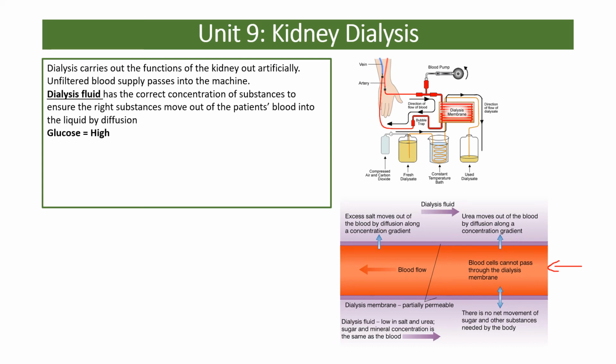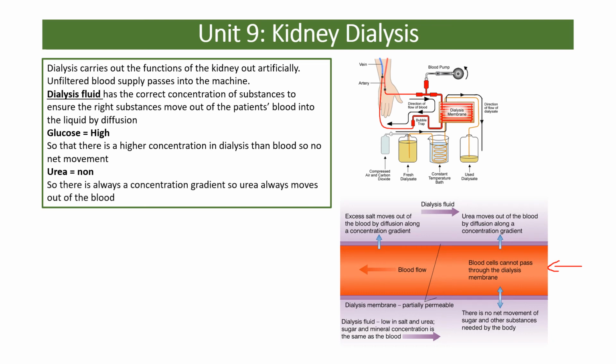So the dialysis fluid has high levels of glucose, and that prevents glucose leaving your blood because it's got a higher concentration in the dialysis fluid, so there's no net movement from a higher to lower concentration out of your blood. Urea, there'll be no urea in the dialysis fluid because we want all of that urea to leave the blood and move into dialysis fluid. So there should always be a concentration gradient. So there should be a higher concentration of urea in the blood than there is in the dialysis fluid.